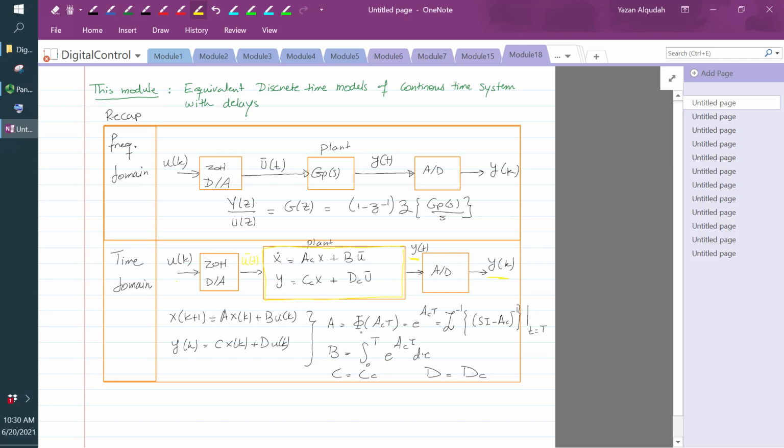A is equal to phi, which is e to the Ac multiplied by T, where Ac is the continuous time matrix. B is going to equal the integration from 0 to T of e to the Ac tau d tau. And the C matrix is the same as that of the continuous time. D is the same as that of the continuous time.